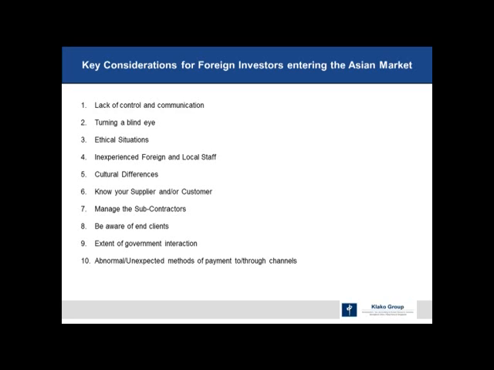Know your suppliers, know your customers, understand what the needs are, and vet them. Do your due diligence. As I had mentioned earlier, if your suppliers are subcontracting, whether it's suppliers or logistics providers, make sure you're aware of it and you're vetting also these subcontractors. Be aware also of your end clients.